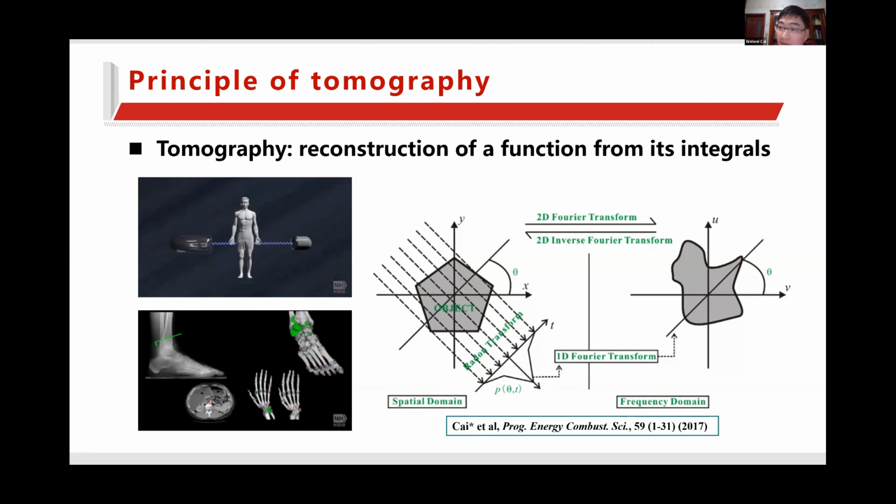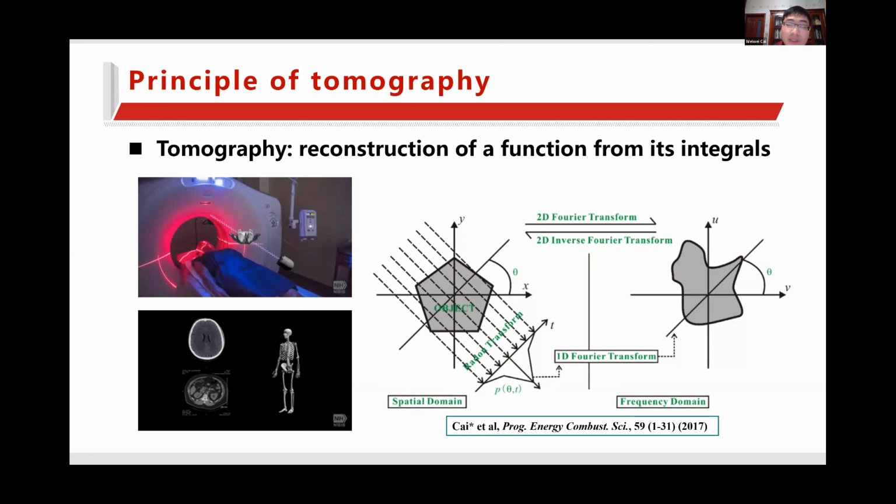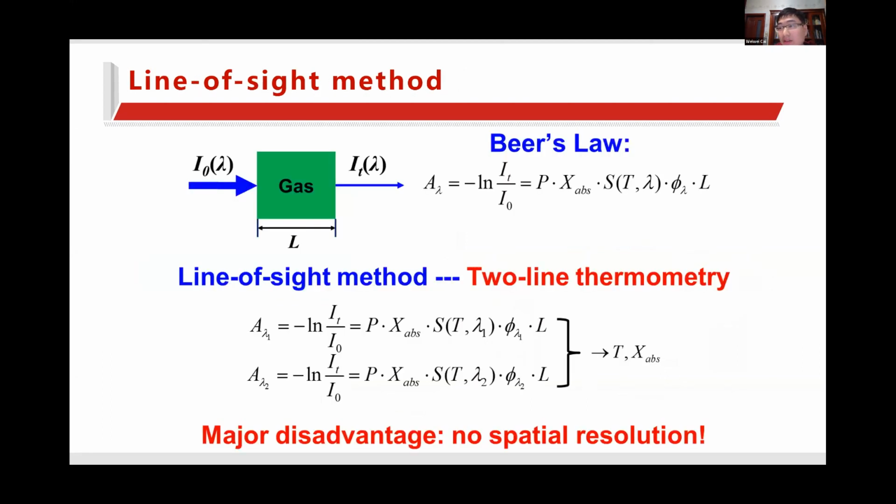Let me show you an example. For example, absorption. Absorption is a line-of-sight technique. The absorbance you measure is a line-of-sight integration of the absorption coefficient along the line. So it's a quantity that is integrable, and this quantity can be recovered using a tomographic technique. So we can do absorption tomography.